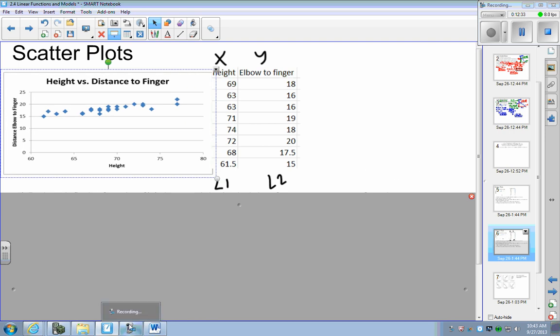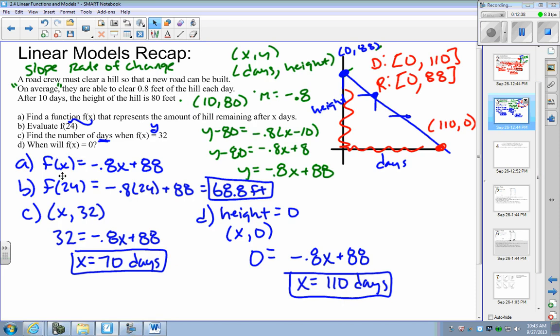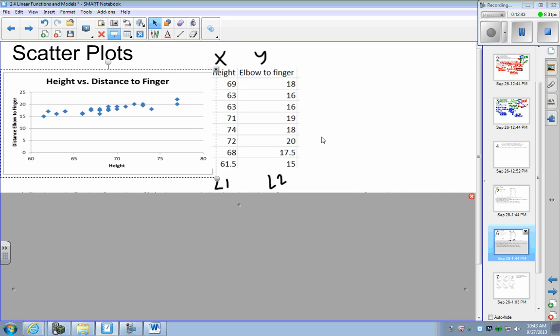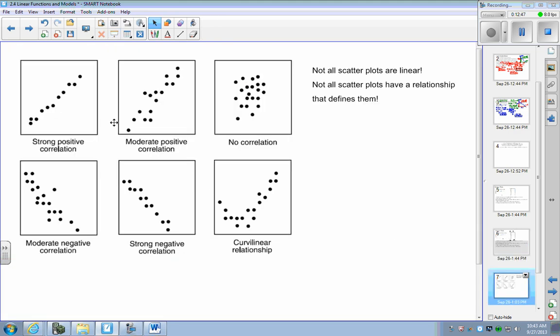Okay, but once you get an equation, you can do the same things we've done before over here. So you can create functions, you can use it to predict different things. So we're going to do some stuff with scatter plots and whatnot. Here's just kind of some different pictures of what they look like.